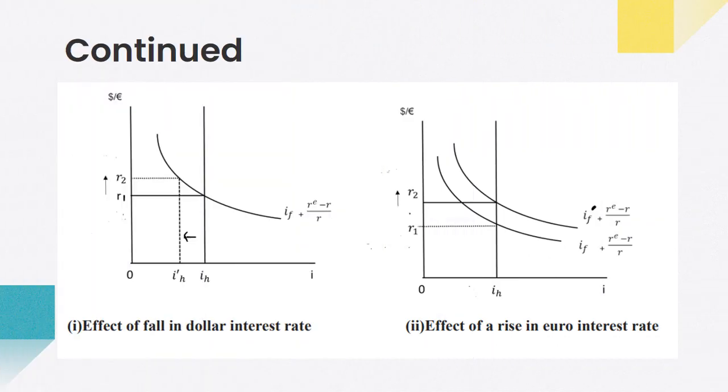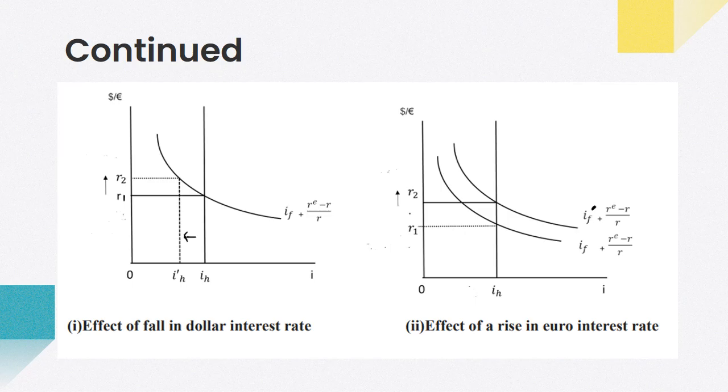So this is the last slide for the topic. In this slide, I am going to talk about the effect of changing interest rate on the current exchange rate. Here we can see two figures. The first figure shows the effect of a fall in dollar interest rate. So what is happening in this figure? We can see that there is a leftward shift of the vertical dollar deposit return schedule. A fall in interest rate offered by dollar deposits from IH to IH prime causes the dollar to depreciate from R1 to R2.